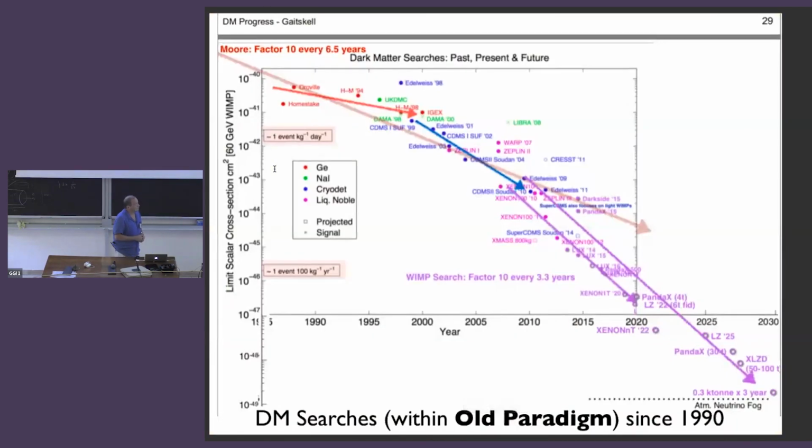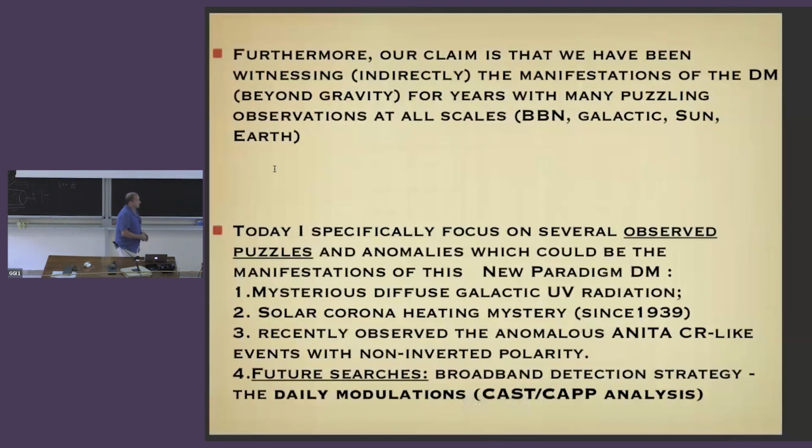So first, I want to show a 40-year-old story with the old paradigm. We definitely see that every year we have better sensitivity, and we have not found anything for 40 years. Previously it was a factor of 10 every 6 years. Now it's a little bit slower. Nevertheless, with many different instruments and detectors here, we don't see anything. And that's the first part of the story.